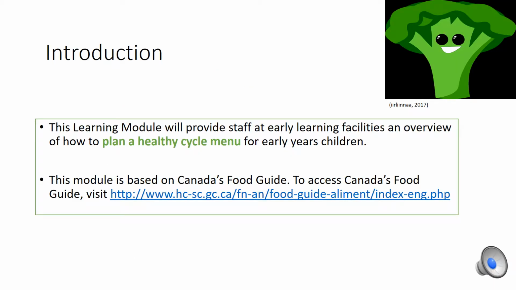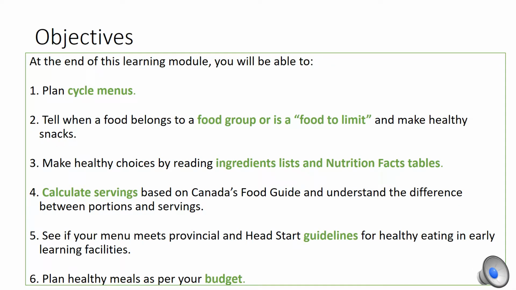This learning module will provide staff at early learning facilities an overview of how to plan a nutritious cycle menu for early years children. For more information, visit Health Canada's website on Eating Well with Canada's Food Guide. At the end of this learning module, you will be able to plan cycle menus, tell when a food belongs to a food group or is a food to limit, and make healthy snacks.